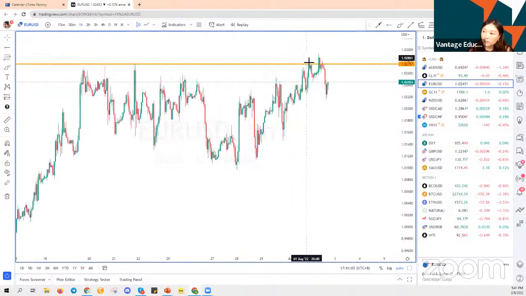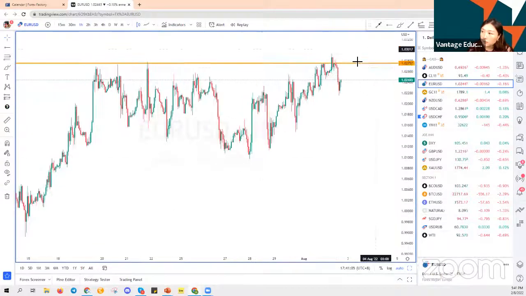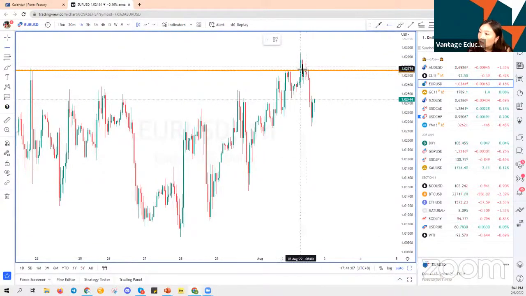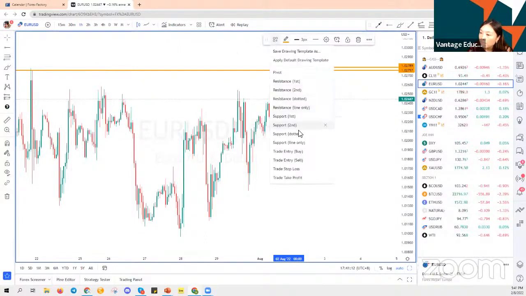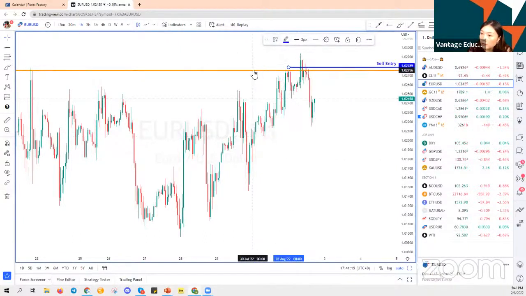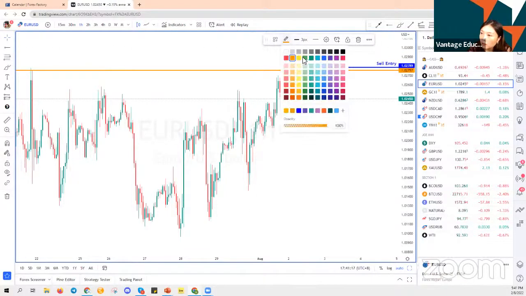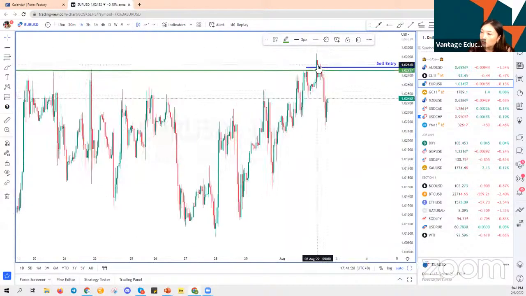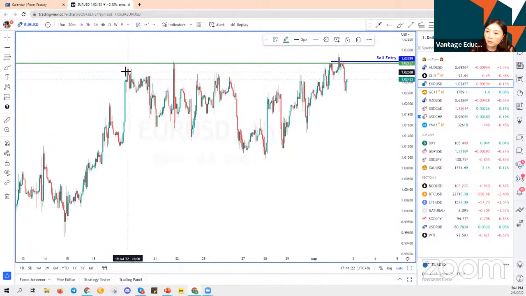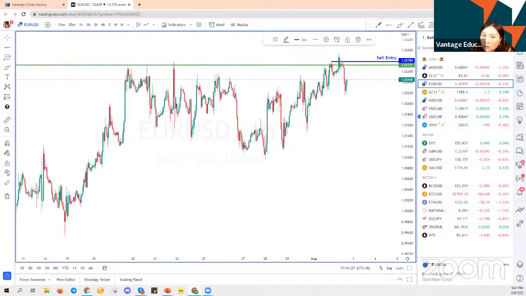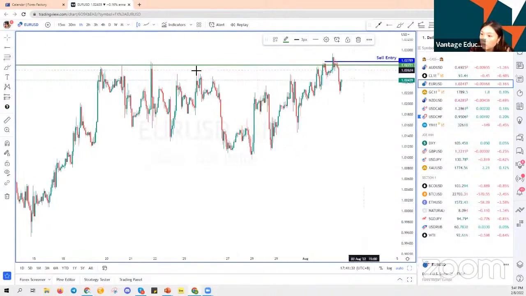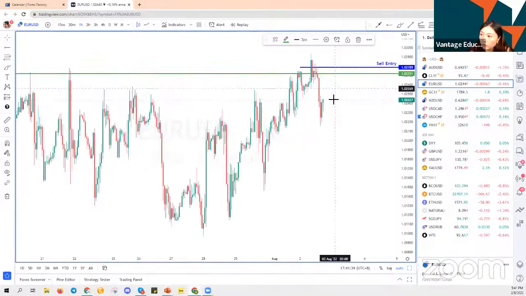For example, I would take a position here. Actually, I'll take a position here. A short position, because this is a key level. It touched almost 3, it touched more than 3 times. So this is a very important level that we should be taking note of. So sell entry here.